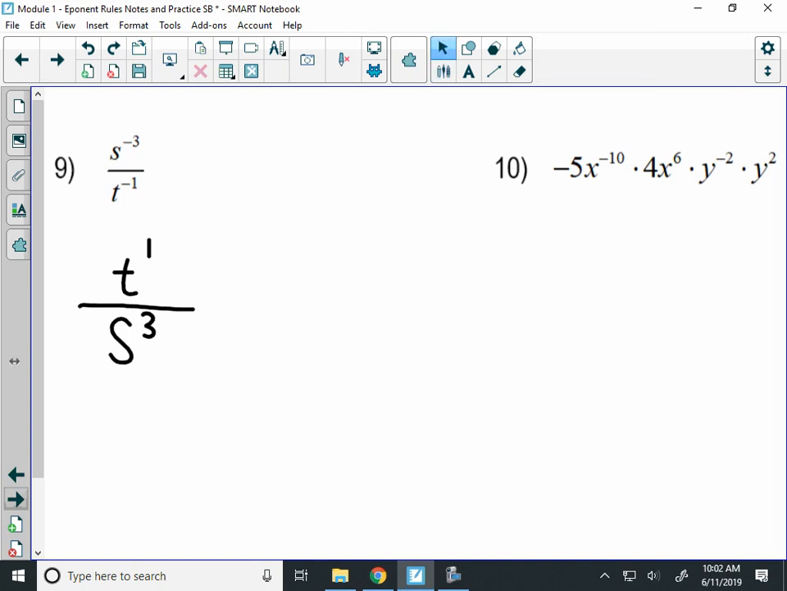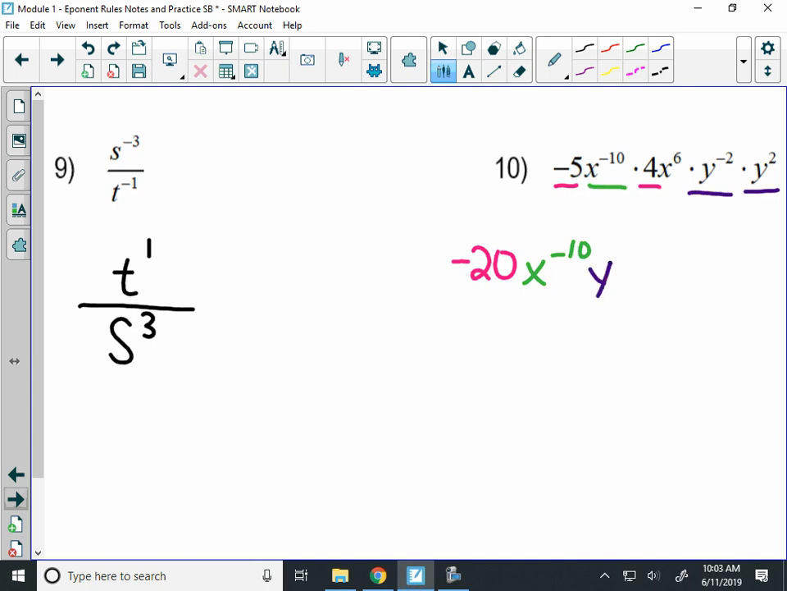10, let's start with the numbers. -5 and 4 is -20. Now the x is -10. That's the only one. So x to the -10 and y, -2 + 2 is y to 0. Now remember, anything to the 0 power is 1. So I don't have to deal with the y's anymore. So let's simplify. I don't like the negative exponents. Be careful. -20 does not have a negative exponent. It's just a negative number. So -20 actually stays put. Its exponent is 1. The x comes down to the denominator and has a negative exponent.